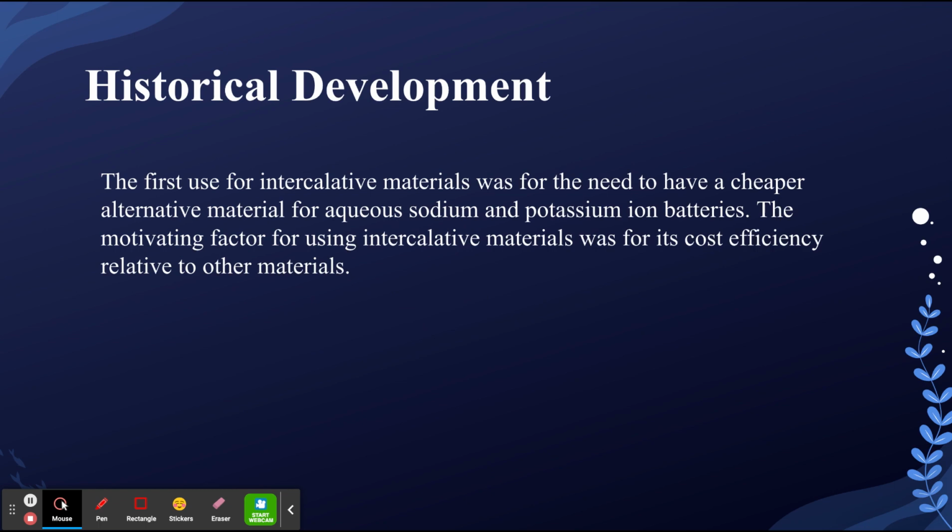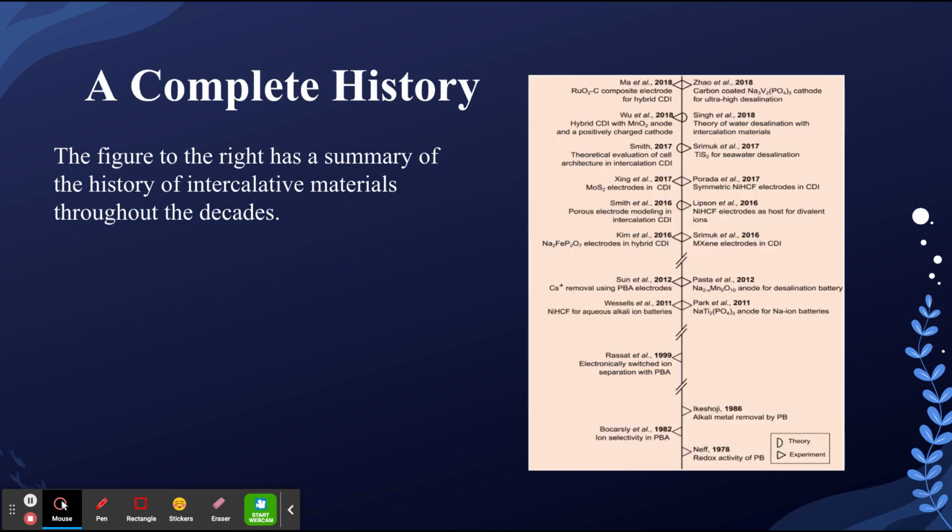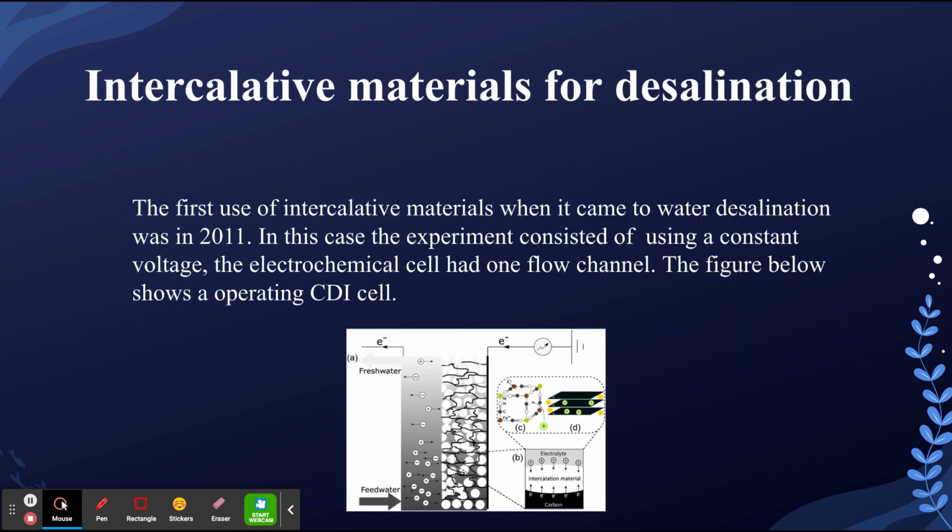For historical development, the first time that an intercalative material was used was for an aqueous sodium and potassium ion battery. And the reason was because they were trying to find a more cost efficient way to create these batteries. And here is a complete history showing the first time that it was used to how it's used now. At first, it did not start off with desalination, but as you can see, towards the most recent years, it has been used more and more recently.